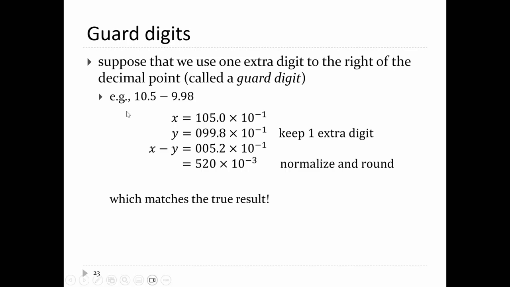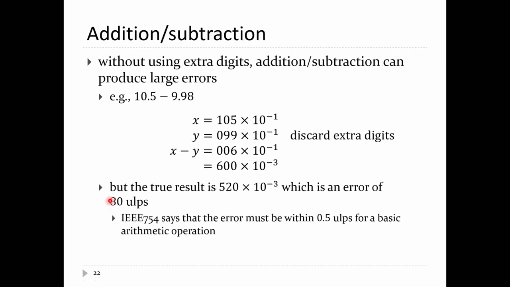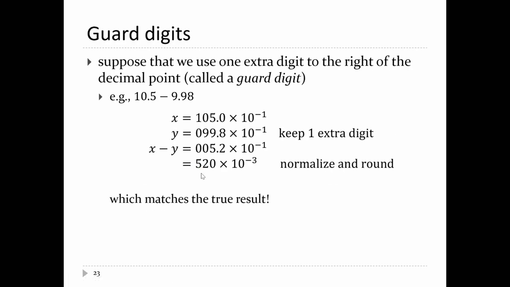So even though we can't really write down 10.5 and 9.98 exactly when we convert them both to the same exponent, if we keep 1 extra digit, we can. And that lets us compute the correct final result, which is good. We went from 80 ULPs of error to 0 ULPs of error just by keeping 1 extra digit, which is nice.